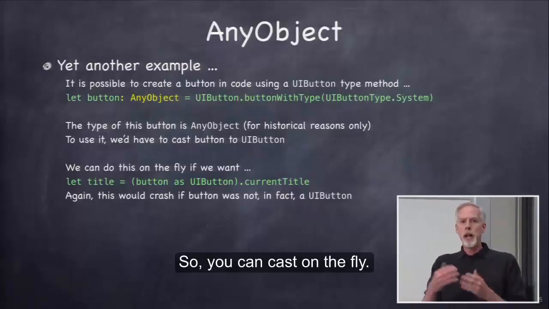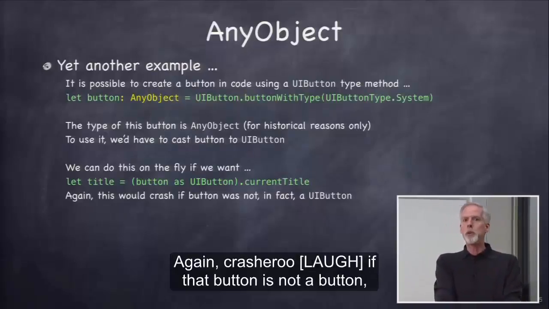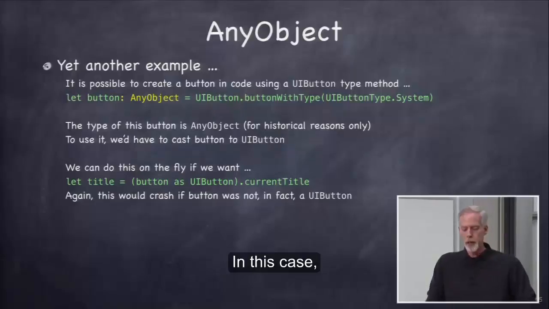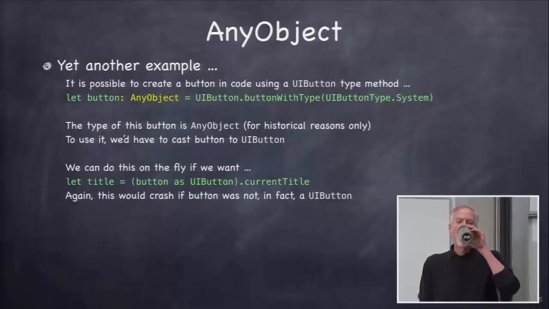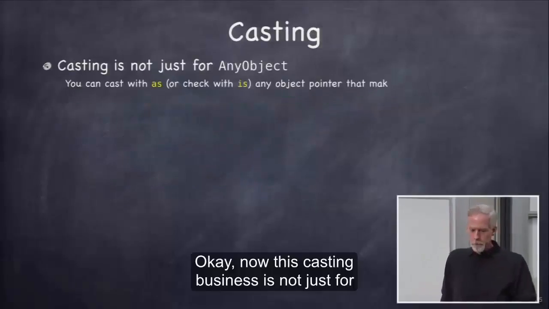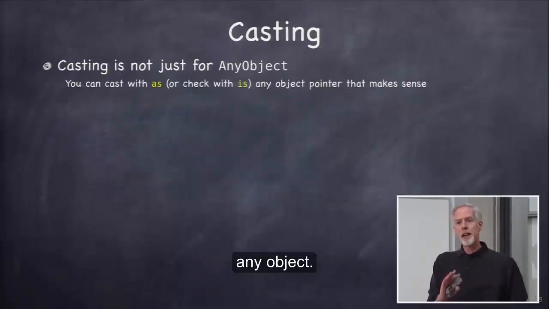sending in a message. So you can cast on the fly. Again, crash-a-roo if that button is not a button, but that's okay. In this case, button with type better darn well return a UI button. Okay, now this casting business is not just for any object.